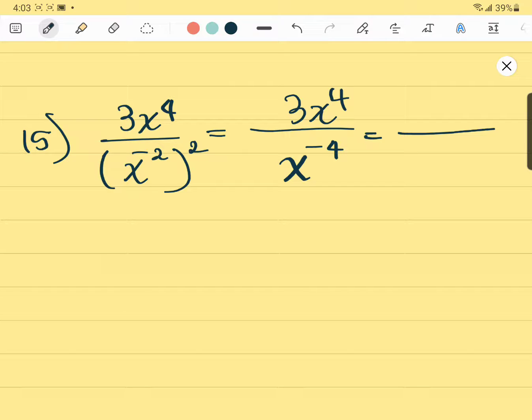So we're going to subtract what? I'm going to write 3 first of all. Rewrite that number. I'm going to write x, the base, and then we're going to subtract the powers. But we're going to do it upstairs. We're going to do 4 minus minus 4. What's 4 minus negative 4? Double negative becomes positive. So really, this is 4 plus 4, which is 8. And we're going to have 8.